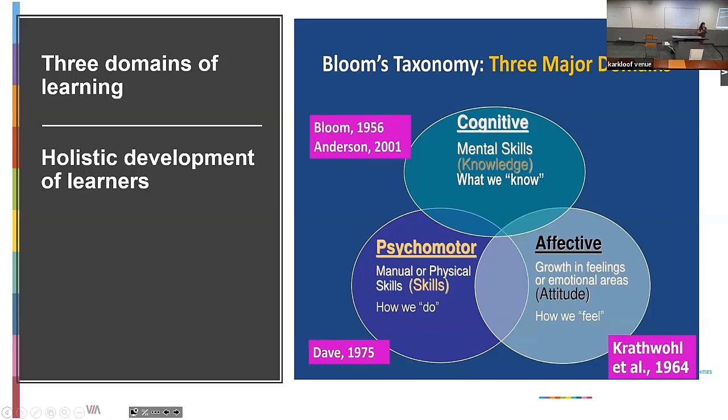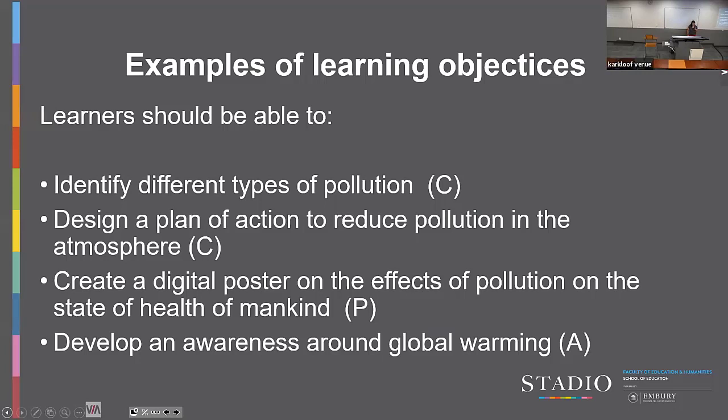Right, we're not going to go into too much detail in the psychomotor and the affective. I'll just give you examples, but you can read in chapter 7 of our prescribed textbook more about the psychomotor and the affective. There's some lovely examples there as well. I'm going to give you these examples to show you how you could identify the learning objectives used based on the 3 learning domains. For example, learners should be able to identify different types of pollution and design a plan of action to reduce pollution in the atmosphere.